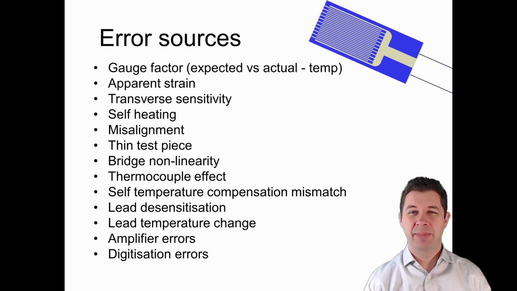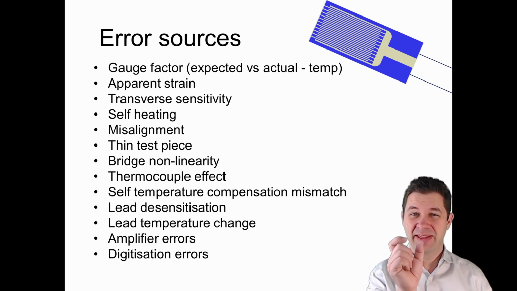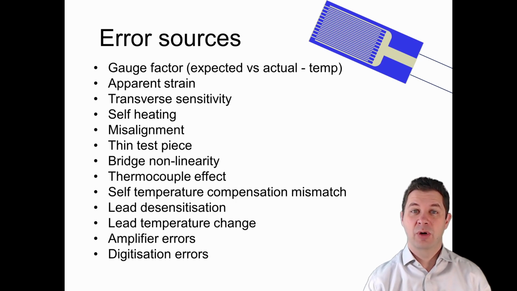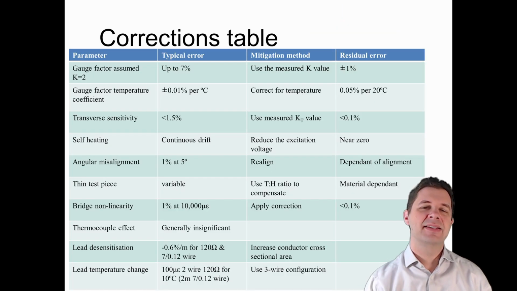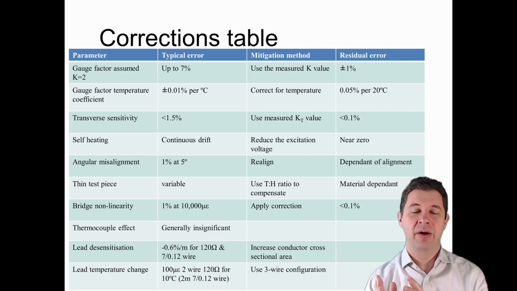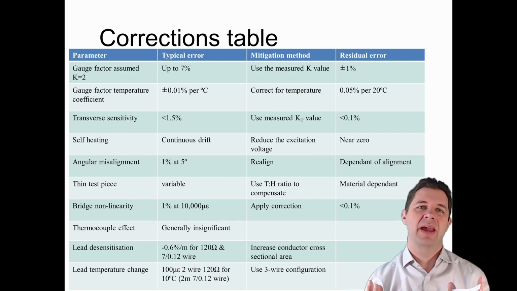We can have errors in our amplification. Often we want to amplify these tiny little voltages to become larger voltages. And we can have errors creeping in with noise when we're trying to digitize them, converting that analog voltage to a digital value. Now here there's a corrections table with a whole bunch of different ways that we can correct for a lot of these errors and the sort of magnitude of these errors. For example, 7% when we assume a gauge factor of 2, but our gauge factor is actually something quite different. Now, a lot of these errors are quite small, tiny little errors compared to some of our larger errors, for example, with our gauge factor there.